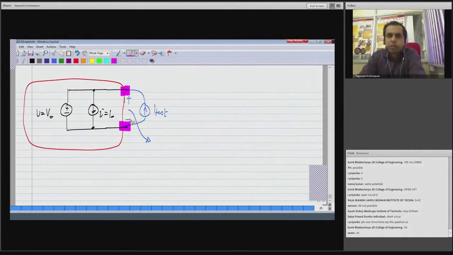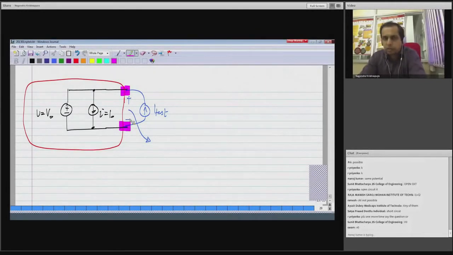Now, the way to determine what any electrical two-terminal element looks like is to either apply a voltage and find the current, or apply a current and find the voltage. In this case, I have applied the current I test, and I am asking you to find out what the voltage developed is. So, what is the answer?